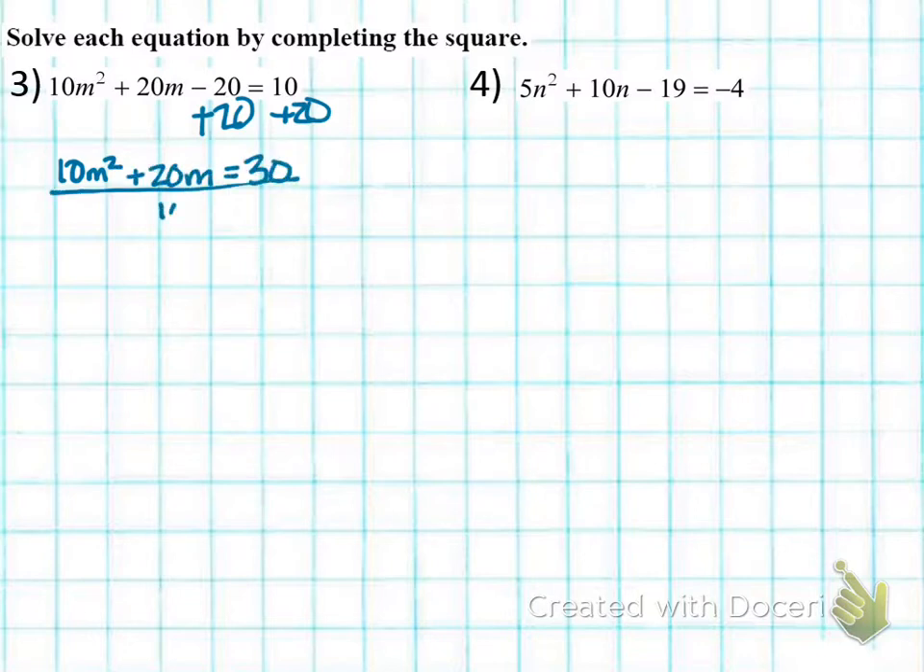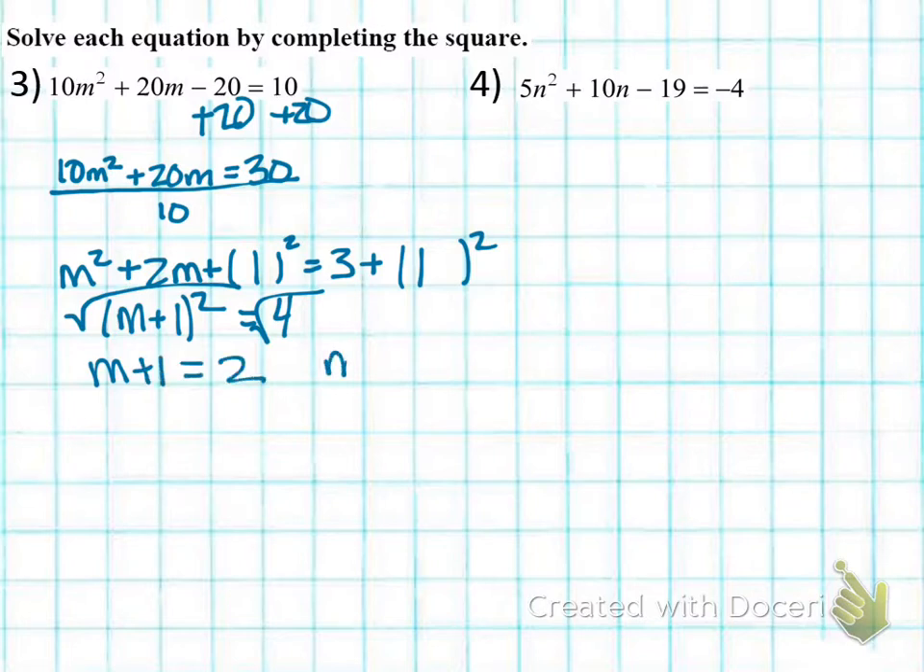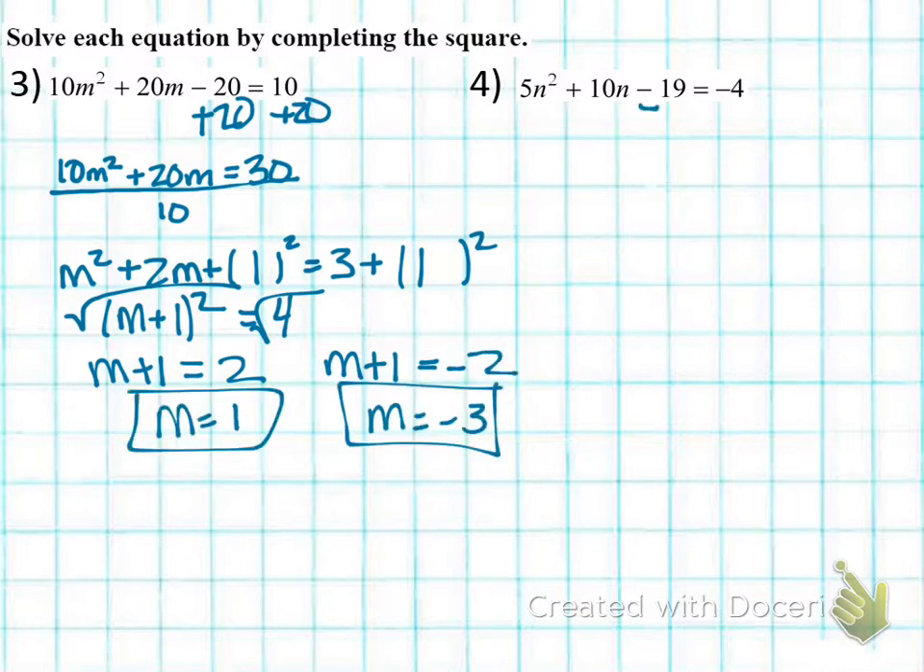I rewrite my equation, divide by 10. That gives me m squared plus 2m equals 3, and I want to leave space to complete the square here. I take half of b, which is b is 2, so half of that is 1 to go here and here. And this gives me m plus 1 squared equals 3 plus 1 squared, which is just 4. So m plus 1 equals 2, or m plus 1 equals negative 2. Subtracting 1, I get m equals 1, and m equals negative 3.